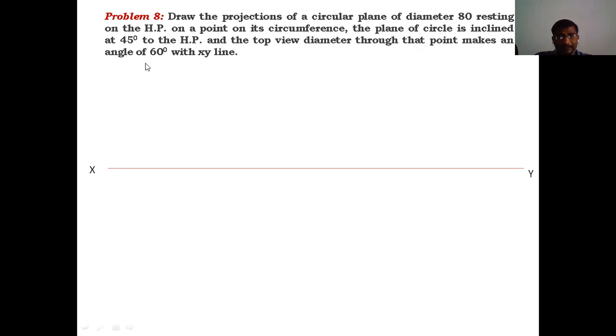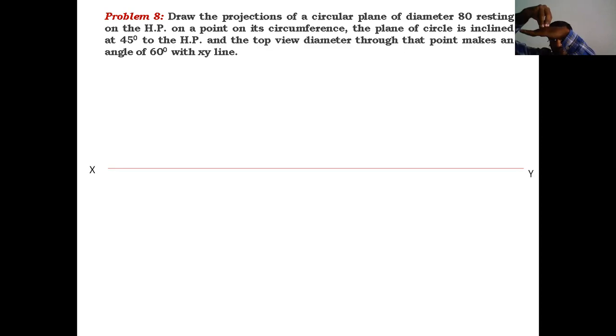Then for the second preference, you have to give the other inclination, that is the edge inclination or side inclination. The surface inclination is 45 degrees to the HP, as given, so you give the first preference to the surface inclination. Whenever the surface is inclined to the HP, we have to assume that the surface is parallel to HP in the initial position. Whenever we assume the surface is parallel to HP, the true shape is visible from the top side.